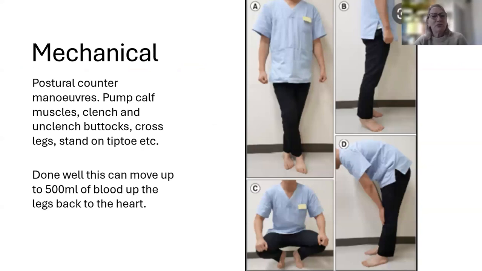And again, postural counter manoeuvres. If you're standing and you're starting to feel a bit dizzy and a bit woozy, just pumping the muscles in your lower body, contracting and releasing, contract and release, can be enough to really move some blood up your legs. You can actually move probably about 500 mils of blood quite effectively by just doing some of these things: crossing your legs, pumping your heel and toe, clenching your buttocks, clenching your thighs. Those sorts of things can be really good at moving some of that blood.